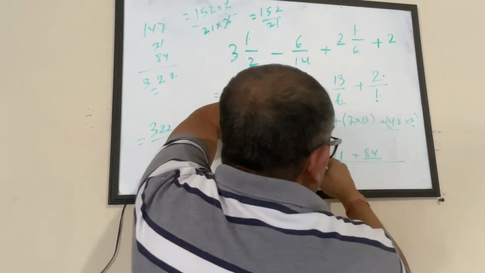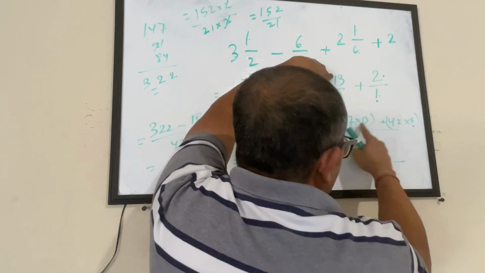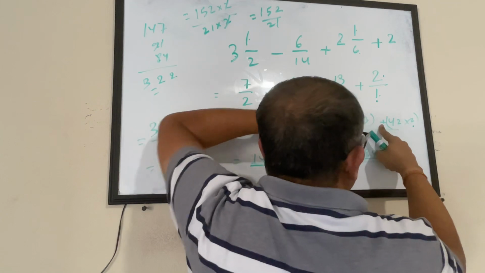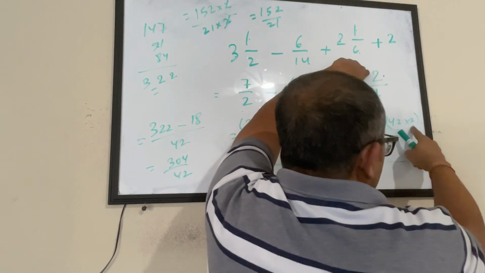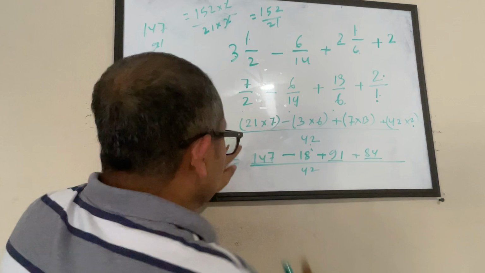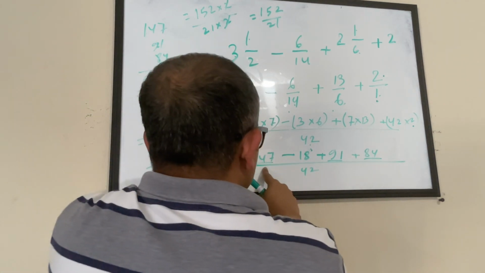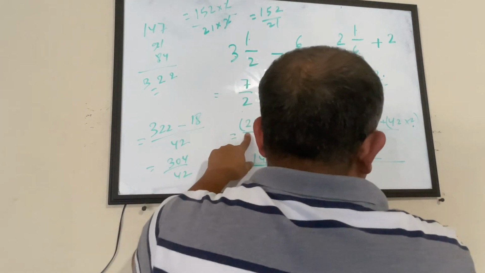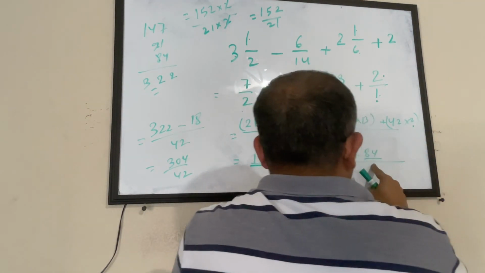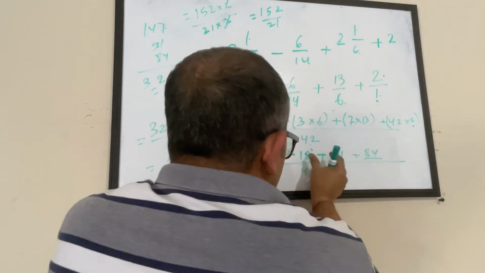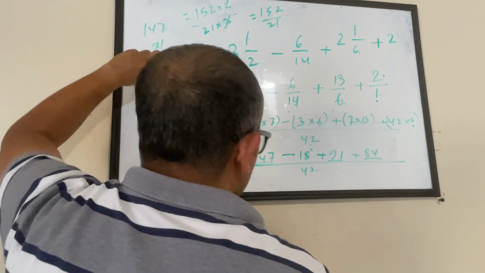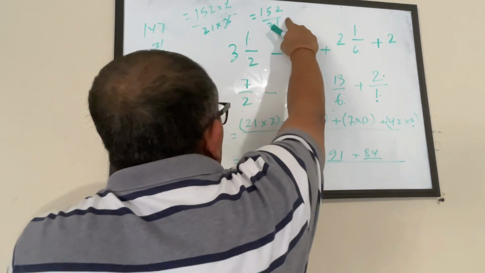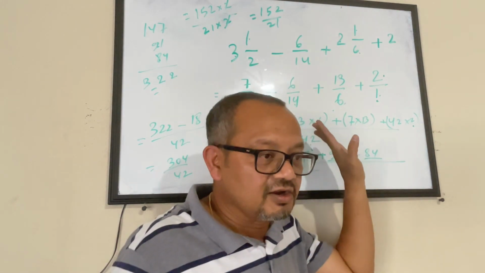How many times of 6 gives me 42? 7. Multiply that with the numerator. Then a positive sign. How many times of 1 gives me 42? 42. Multiply the numerator. That is this. So this became 21 times 7 is 147. 3 times 6 is 18, minus 18, plus 13 times 7 is 91, and then 42 times 2 is 84. Adding all the positive ones together, that got me 322 minus 18. That became 304 by 42, which is 152 by 21. Yes, this is not wrong.